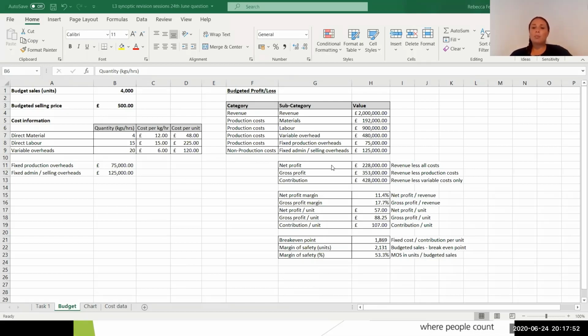Fran, you've asked, why is the break-even point not in currency? It's because it's in units. So the break-even point, that is 1,869 units. It's not currency, it's a number. The break-even point could be calculated in revenue, and you could then multiply that by the selling price. But what you're calculating here is how many units you would need to sell.